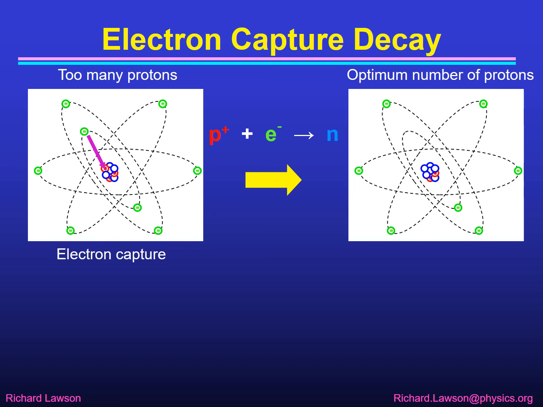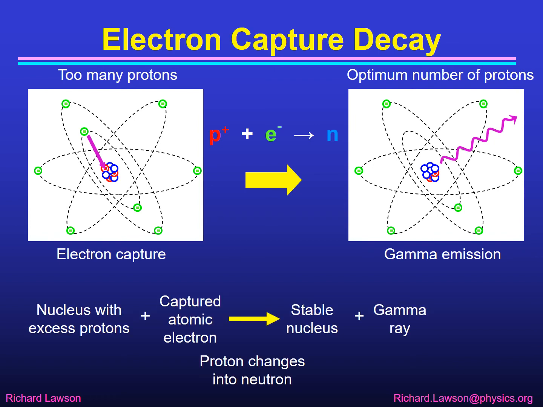That means that we've changed the atom. We've rearranged the protons and neutrons in the nucleus, and the excess energy comes off as a gamma ray in the process of gamma emission. But by converting a proton into a neutron, we've now got an optimum number of protons, so this has become stable. We could describe it as saying that the nucleus with an excess of protons has captured an atomic electron to form a stable nucleus and given off the gamma ray by the proton changing into a neutron.